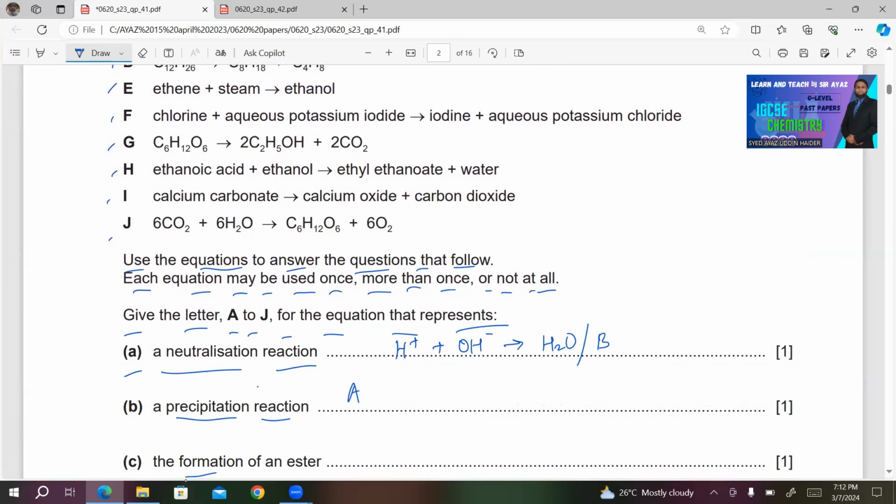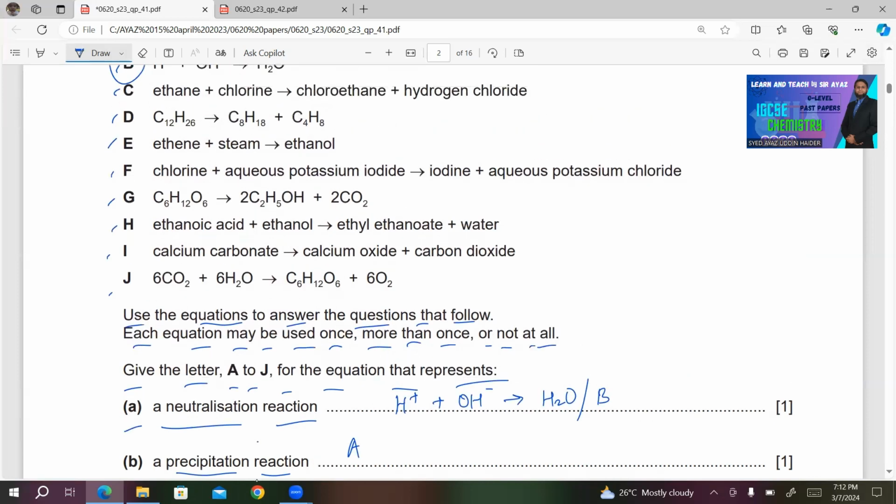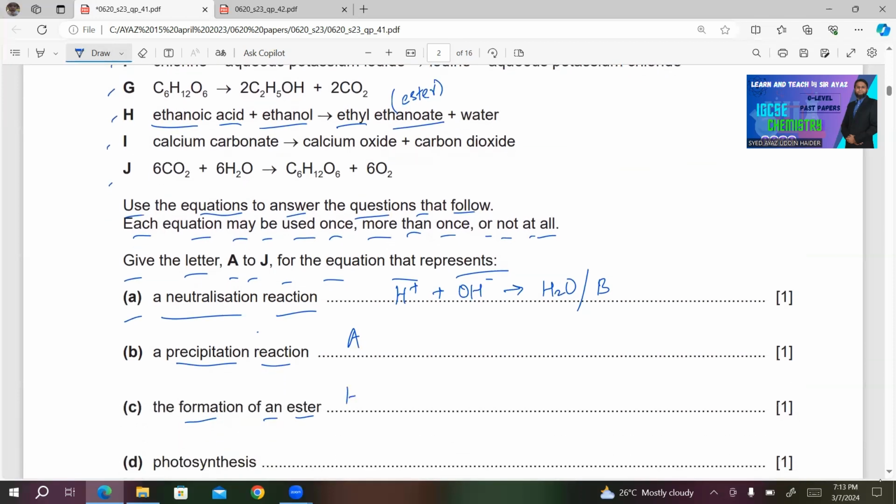C, the formation of an ester. If you look at these choices, you can easily see that the reaction between ethanoic acid and ethanol results in the formation of ester, which is ethyl ethanoate. This is ester plus water. So H must be the right answer for C.